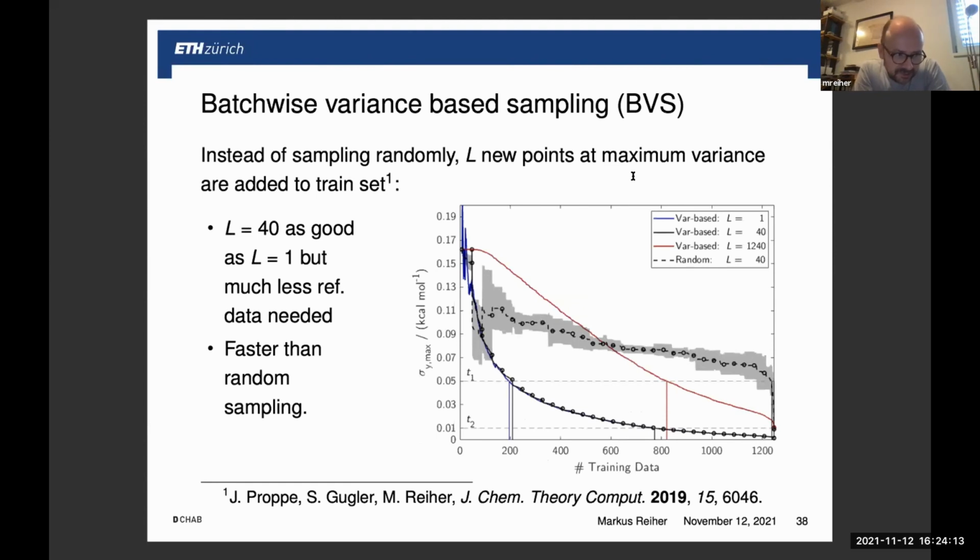In the context of this study, we learned that when you train the Gaussian process, of course, you can do that by random selection from the reference data, right? But we found it to be much more efficient when we do something which we call batch-wise variance-based sampling, where we use the new data points based on the maximum variance. That was much more efficient than doing it randomly.